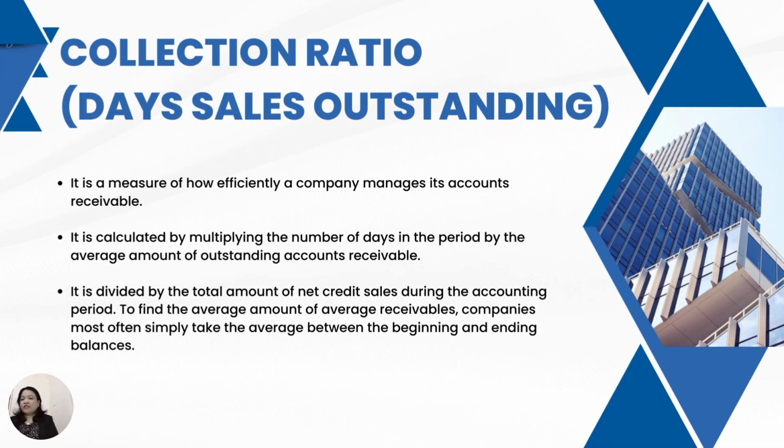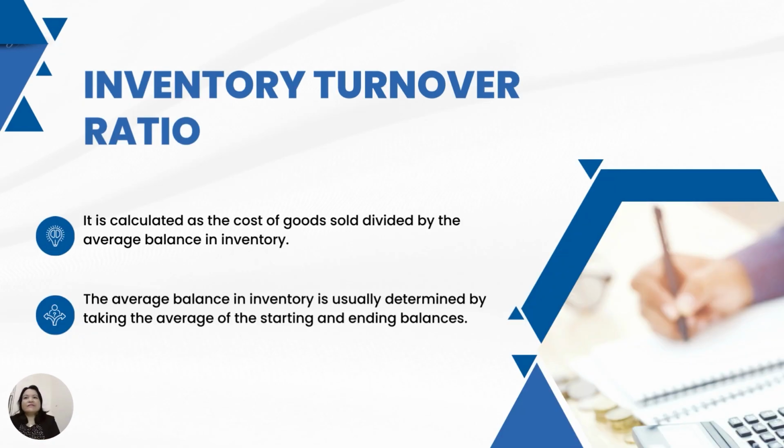Next is the collection ratio, also known as days sales outstanding or DSO. It is a measure of how efficiently a company manages its accounts receivable. The collection ratio is calculated by multiplying the number of days in the period with the average amount of outstanding accounts receivable. Then, this is divided by the total amount of net credit sales during the accounting period. To find the average, another important metric of working capital management is the inventory turnover ratio.